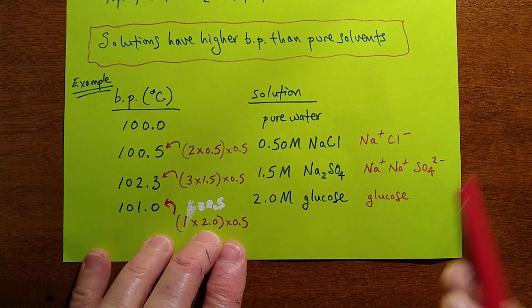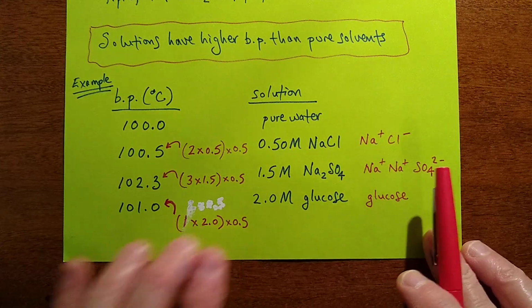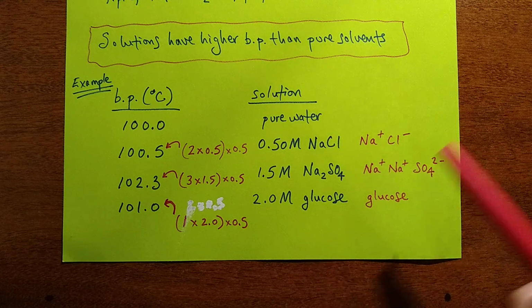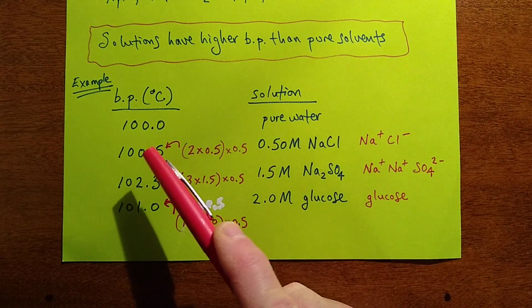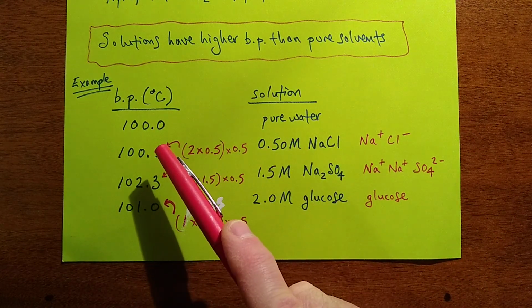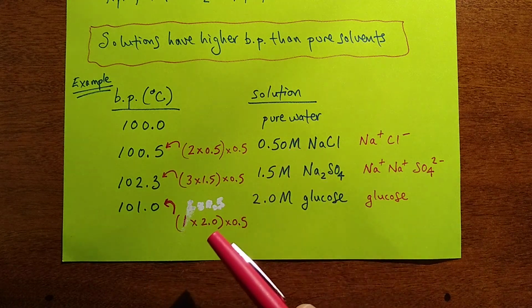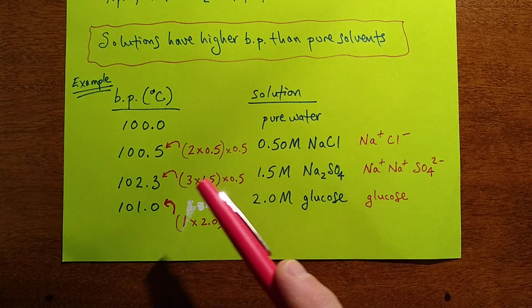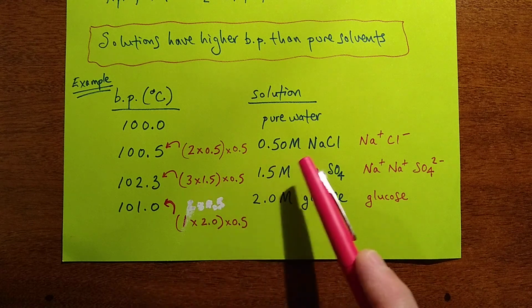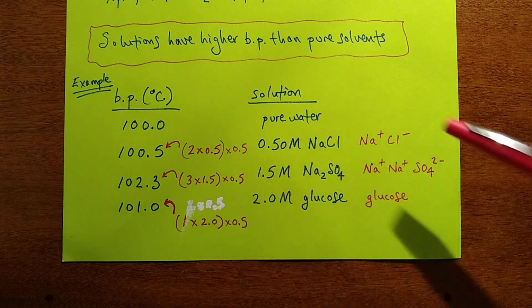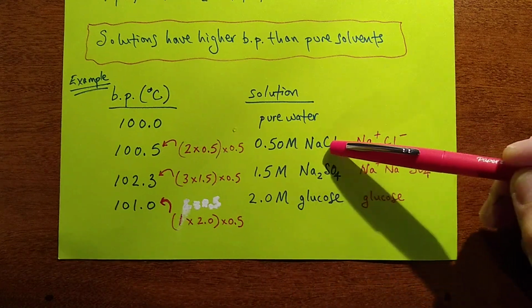We can do some estimates here. This is kind of from your online textbook. If you can do some rough estimates here. Let's say water, we know, boils at 100.0 degrees Celsius. Can you predict roughly the boiling point of a solution? Here are your 3 solutions. You look carefully, you see they're not all the same.